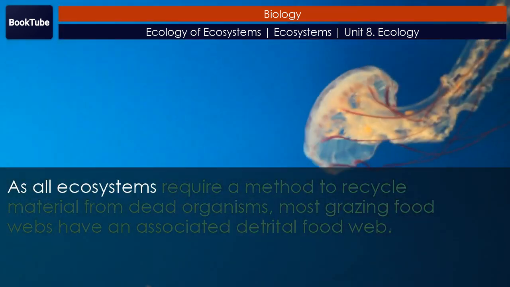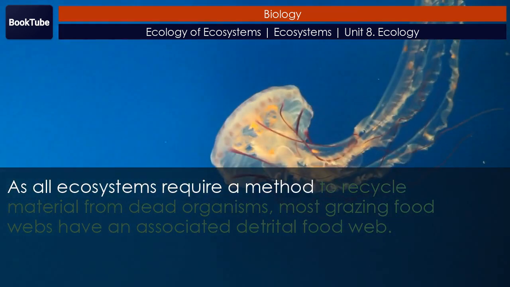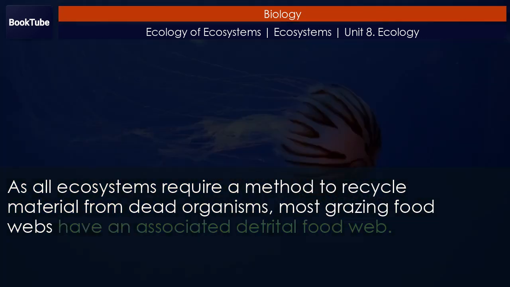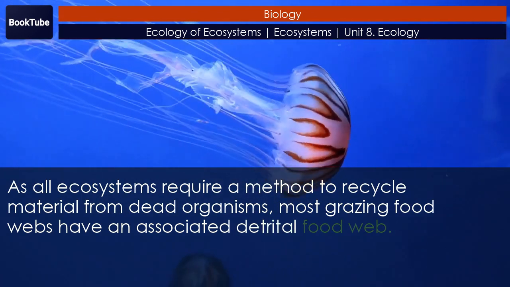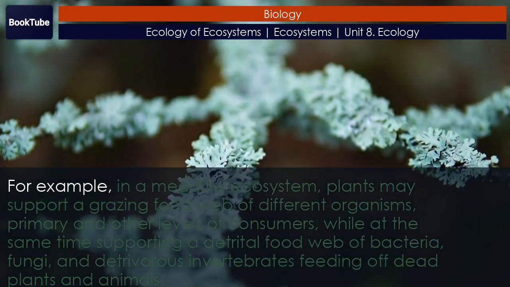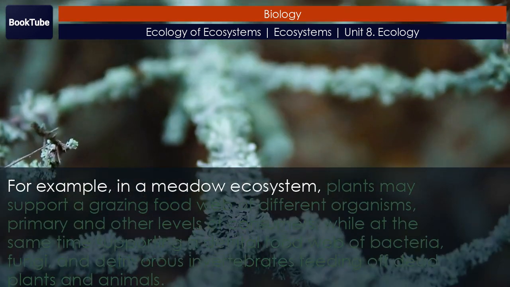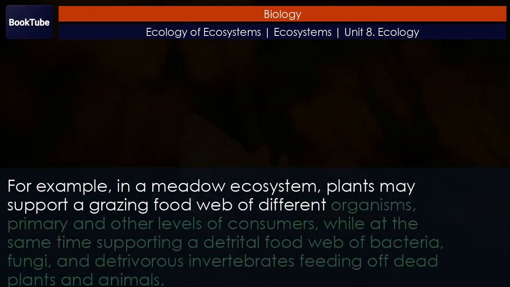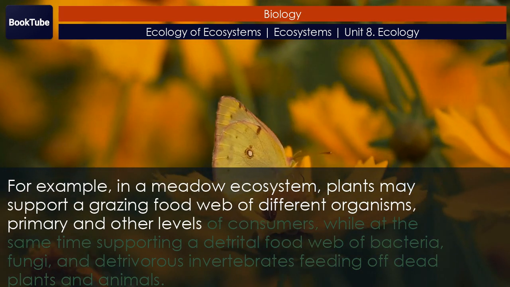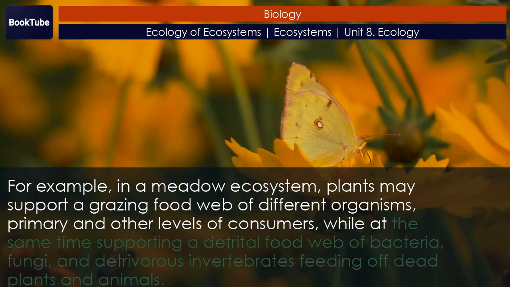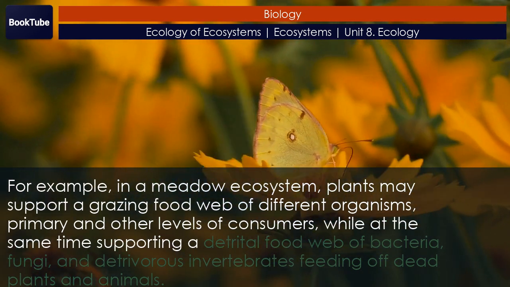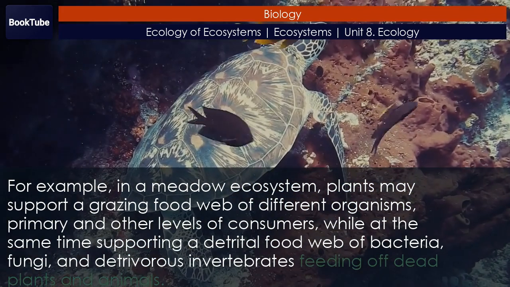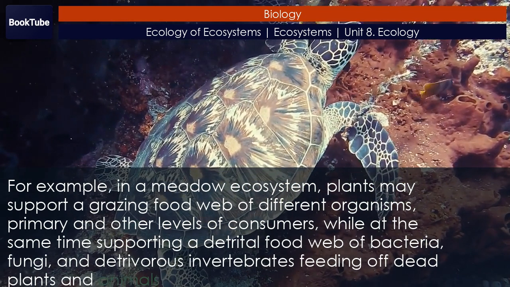As all ecosystems require a method to recycle material from dead organisms, most grazing food webs have an associated detrital food web. For example, in a meadow ecosystem, plants may support a grazing food web of different organisms, primary and other levels of consumers, while at the same time supporting a detrital food web of bacteria, fungi, and detritivorous invertebrates feeding off dead plants and animals.